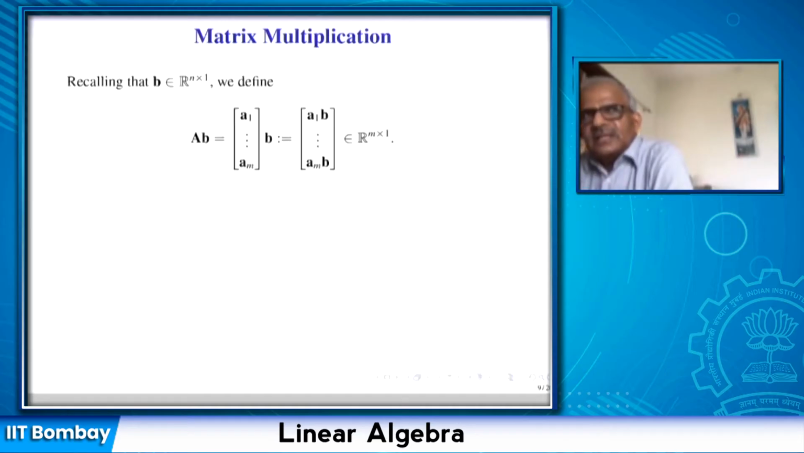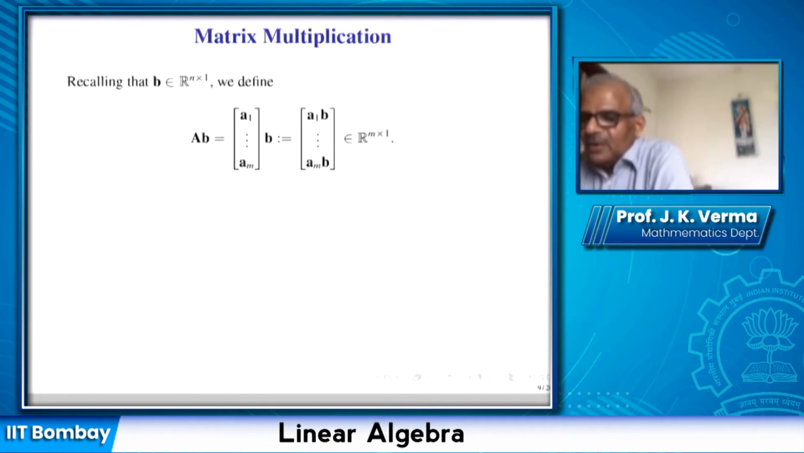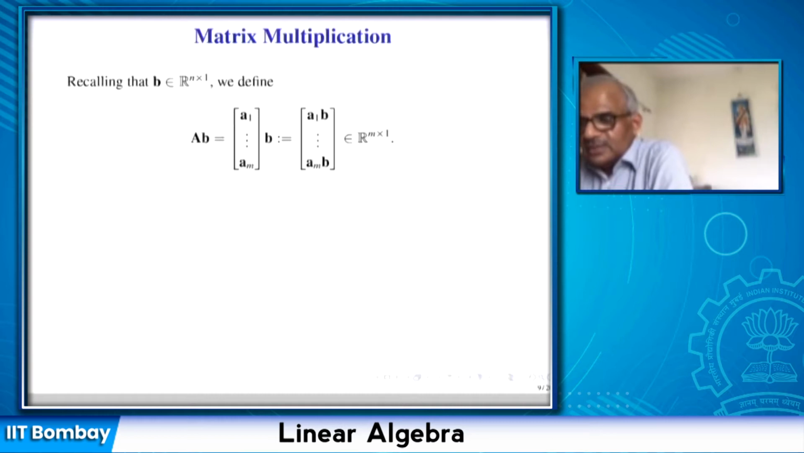Any object in mathematics is well understood when we know what its action is. So the matrix A, which we started with as a static entry, now becomes a dynamic entry. It's a dynamic object. It takes vectors as input, and the outputs are also vectors. So it is a vector field.